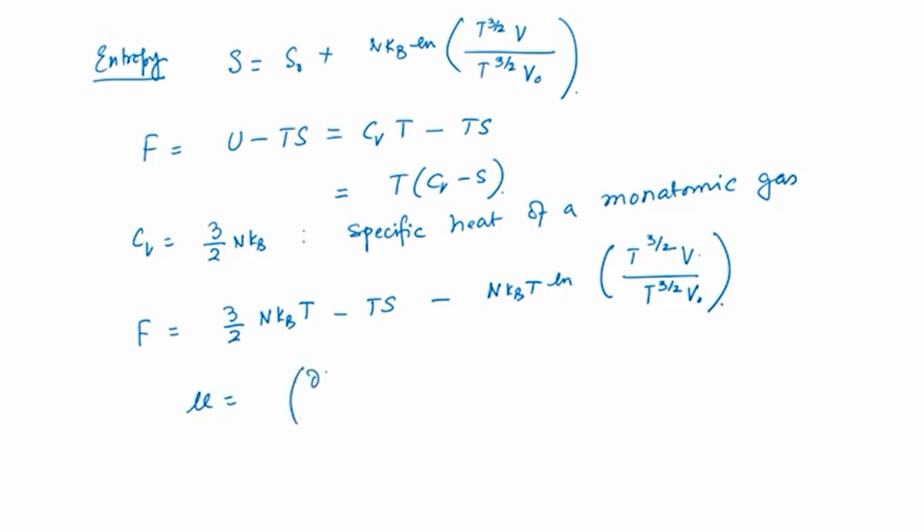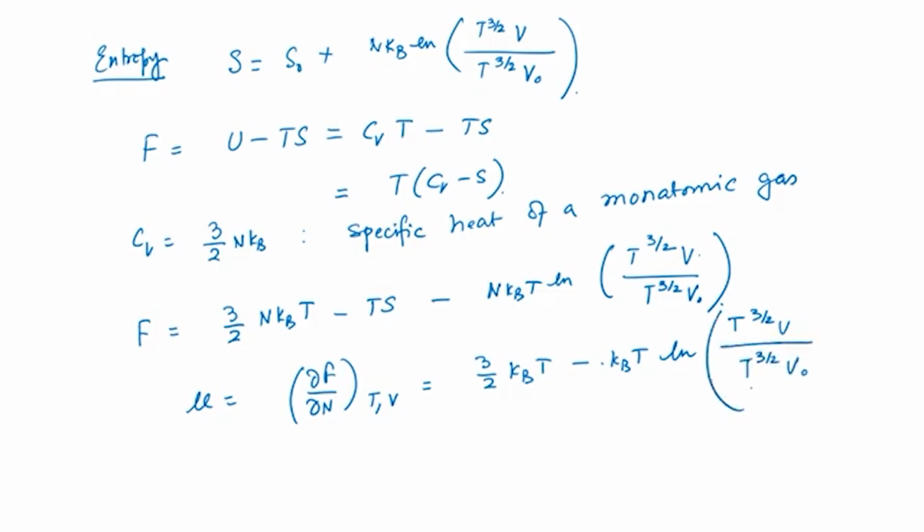equal to ∂F/∂N according to the definition, at constant T and V, equal to 3/2 kT minus kT log of T^(3/2) V divided by T^(3/2) V naught, and that is the definition of chemical potential in terms of all the parameters of the system. It is more customary to replace V by P using the equation of state.